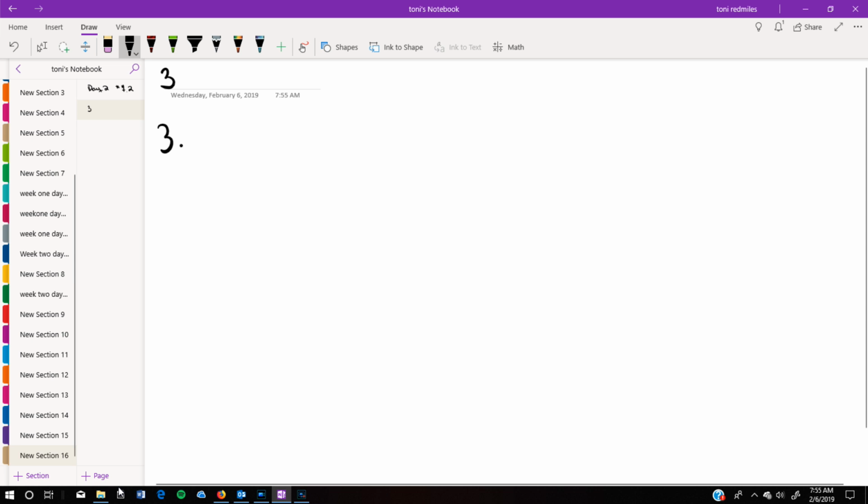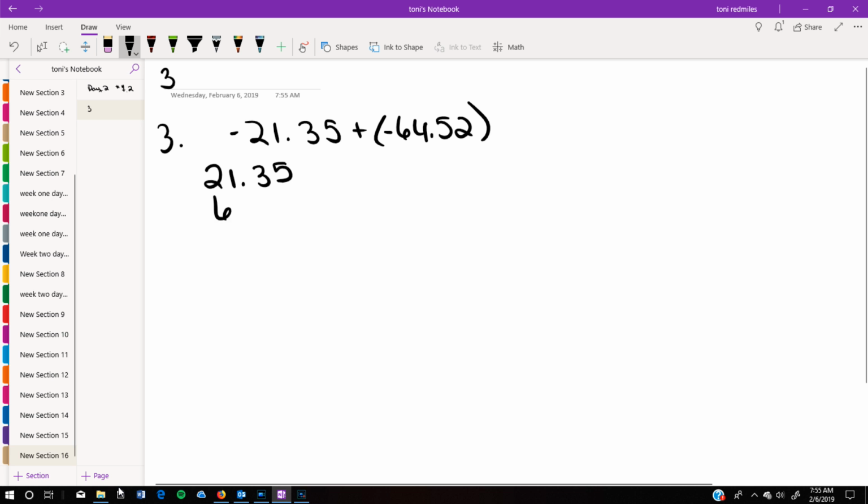All right, so number 3 is negative 21.35 plus negative 64.52. All right, so they're both negatives. That means I add because they're both negative. So I'm going to add my two numbers.